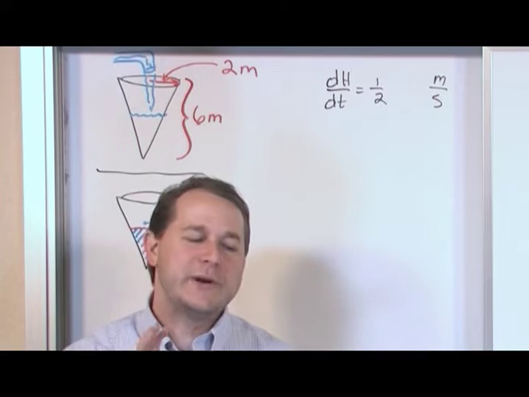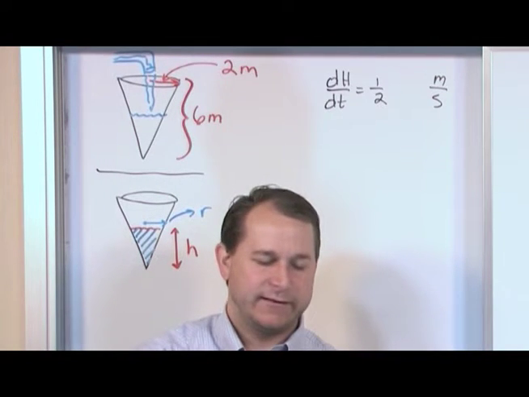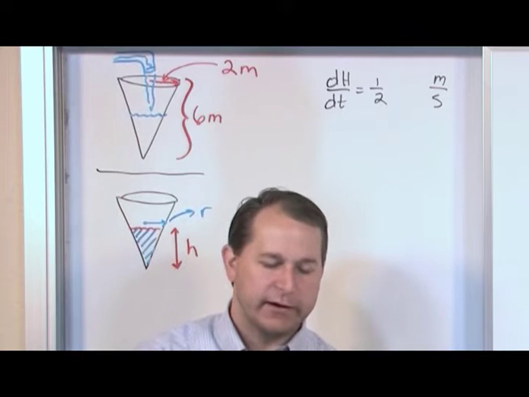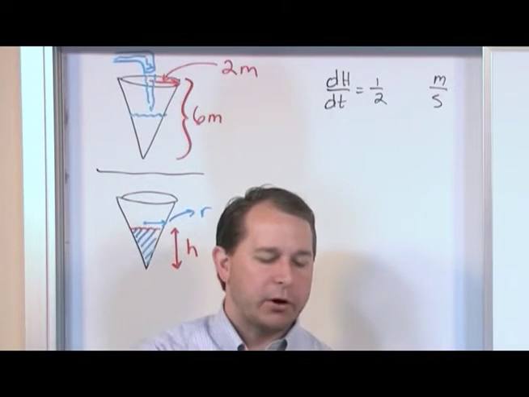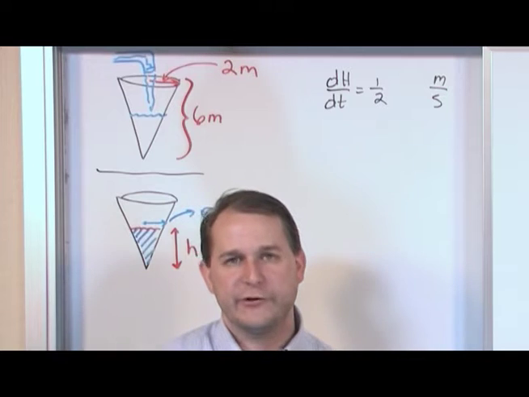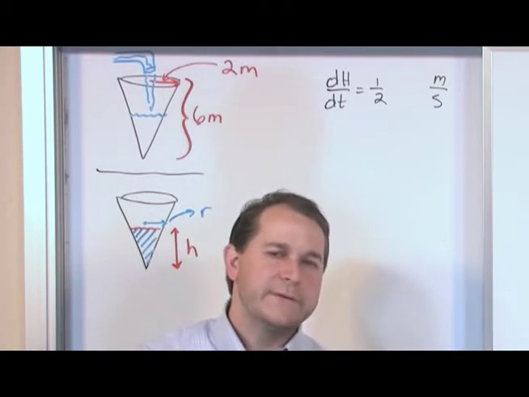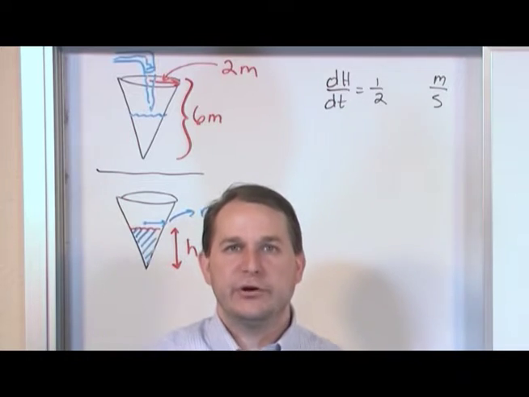So what we have to do now is read the rest of the problem and figure out what we are being asked. So we've gotten the 1/2 meter per second rate of change of the height of this water. Next part is, how fast is the water being poured in when the water has a depth of 2 meters? Now here's where you get into a little bit of interpretation. And like I told you, when you do enough of these problems, you'll realize what they're trying to get you to realize that you need to solve for.